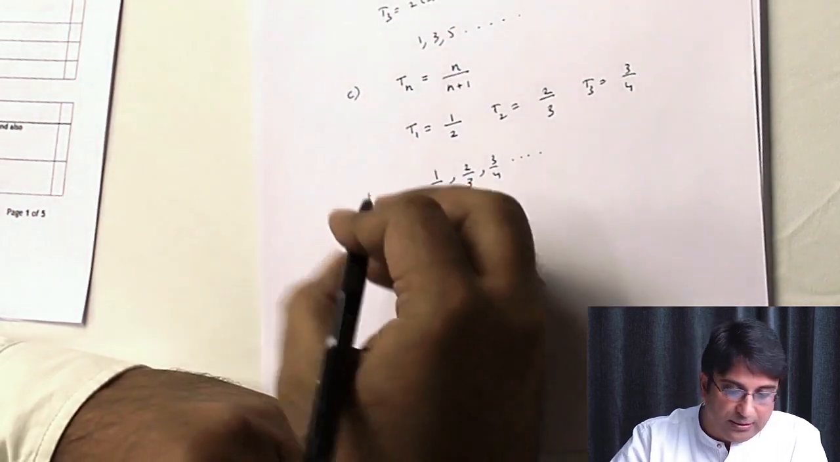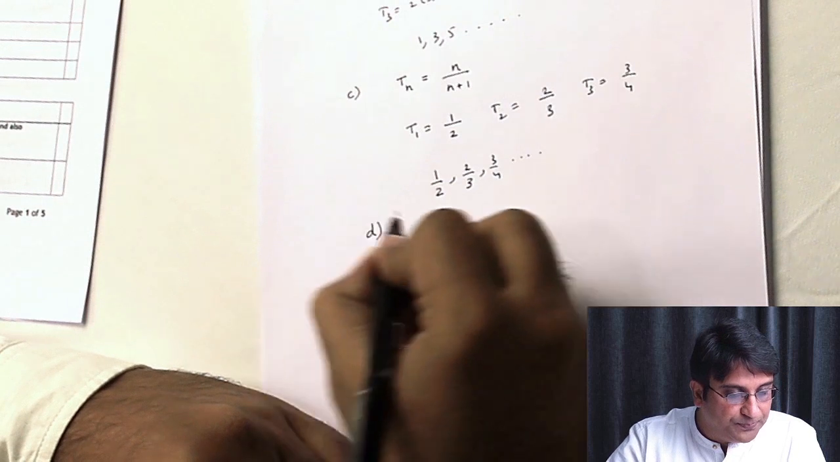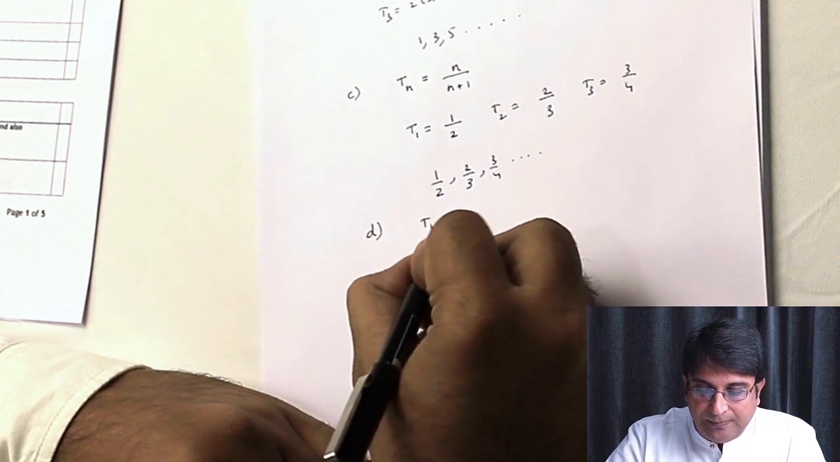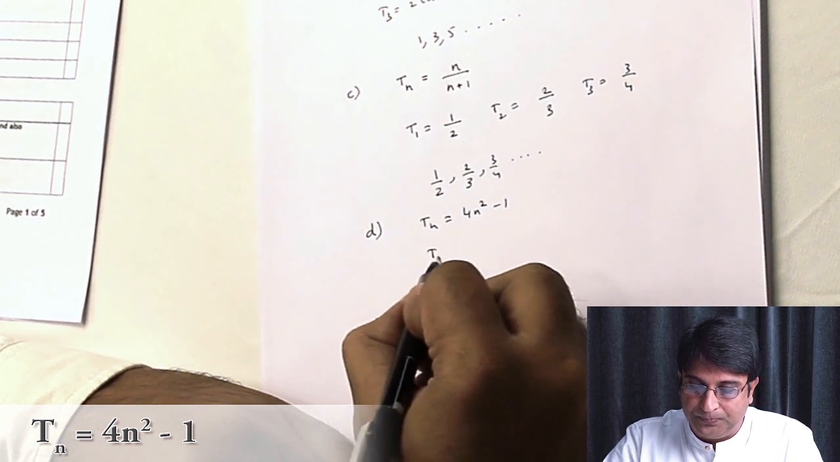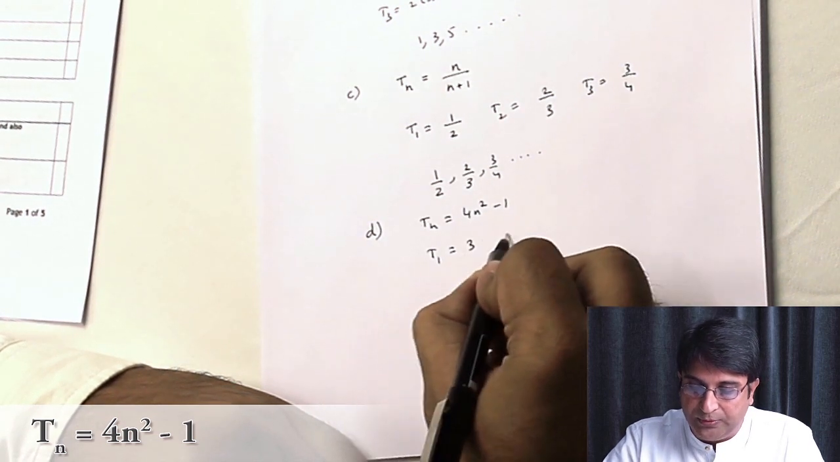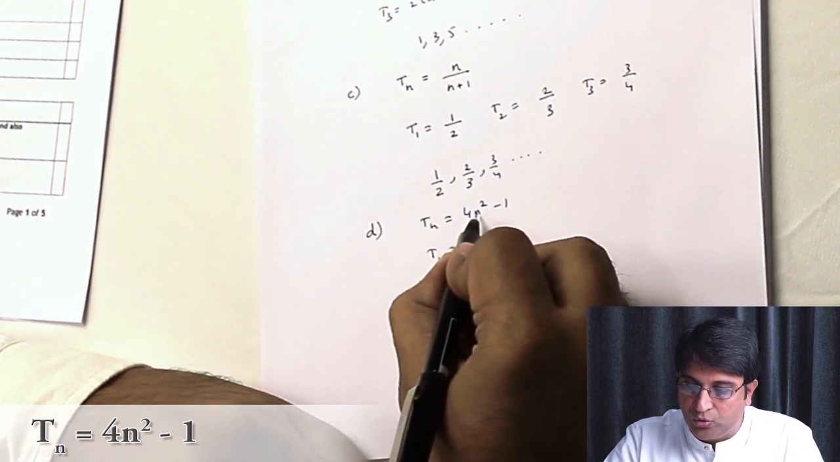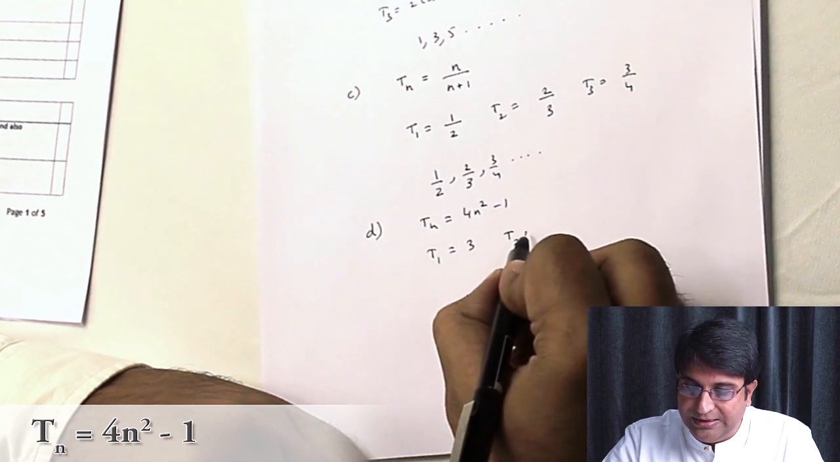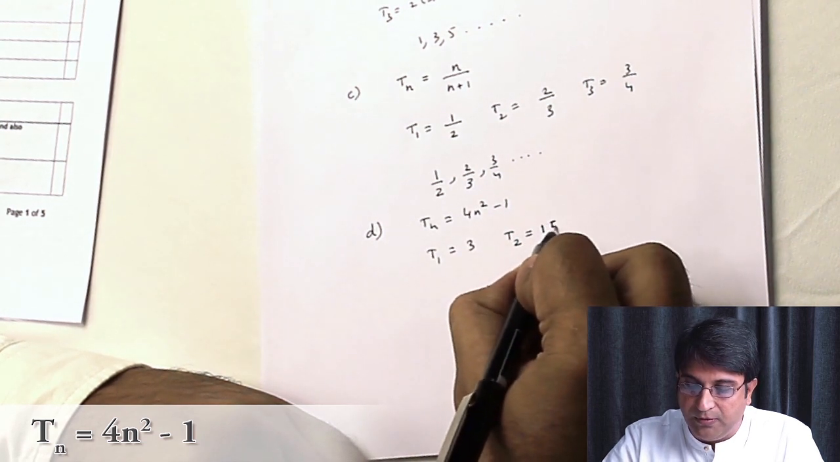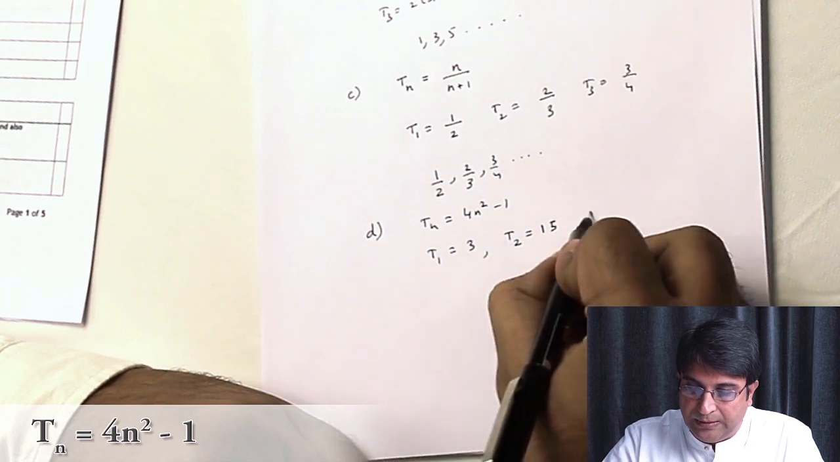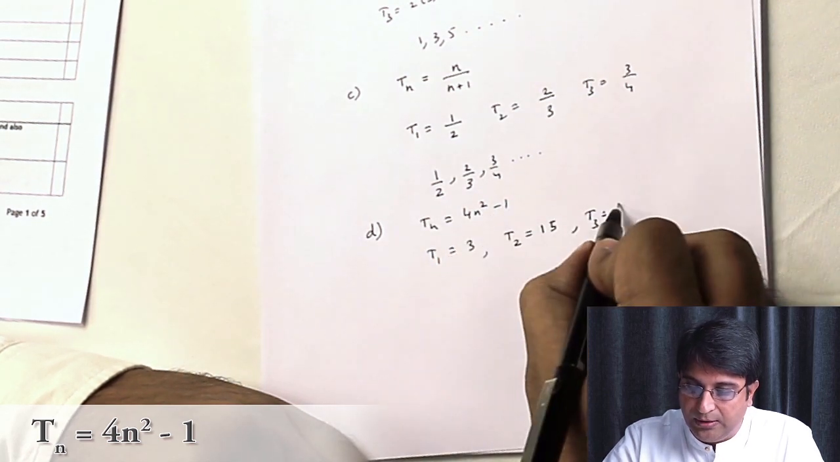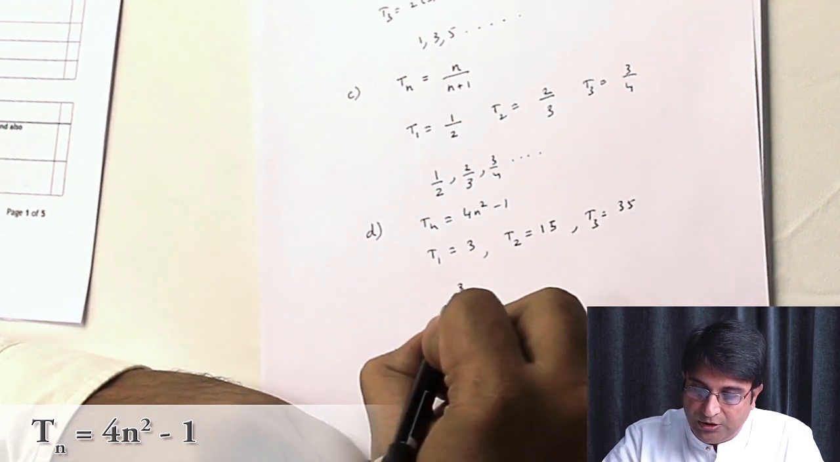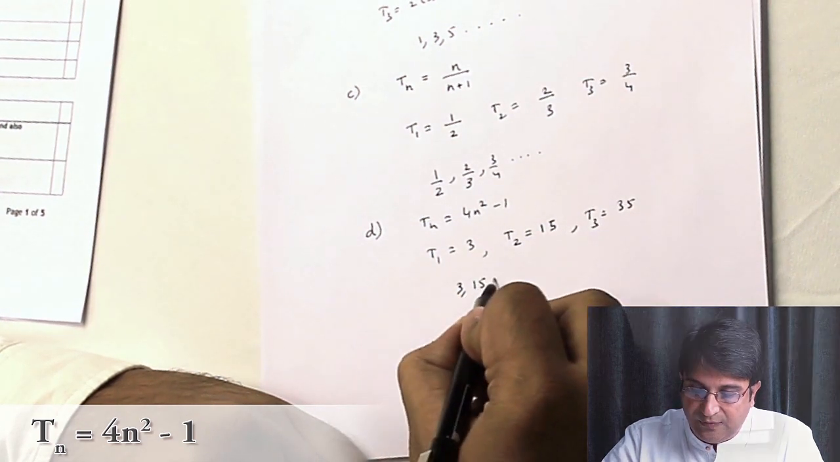Let us now look at the next example. Tn is 4n square minus 1. Put 1, you get 3. Put 2, now 2 square will be 4. 4 into 4, 16. Minus 1 will be 15. T3, 3 square is 9. 9 fours are 36. Minus 1, 35. What's your sequence? 3, 15, 35, and so on.